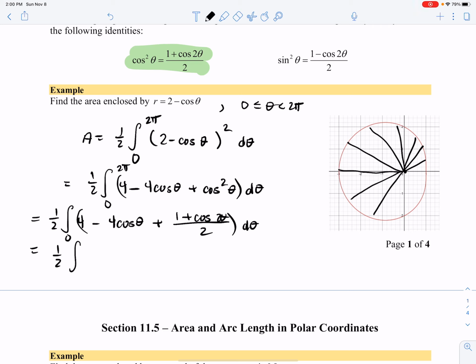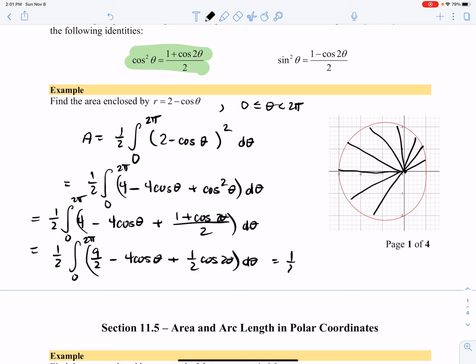So that's 0 to 2 pi. Can't forget that. So we have 4 plus 1/2, which is 9/2. We have minus 4 cosine theta. And we have 1/2 cosine 2 theta. And now we integrate that.